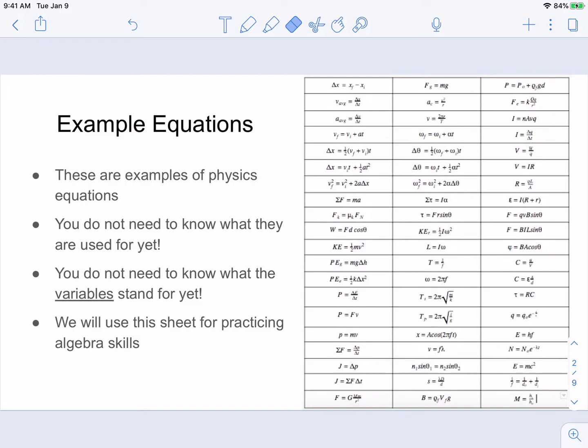Do not start crying right now. You do not need to know what all these equations mean at this point, of course. You do not need to even know what all these variables mean at this point, and I'm going to talk a little bit more about variables. I just want to use equations that you are going to be seeing as you progress through a physics class. And like I said, this is not all inclusive, not even close. Just a good little distribution of equations for us to use as we're getting familiar with different algebra skills. Okay.